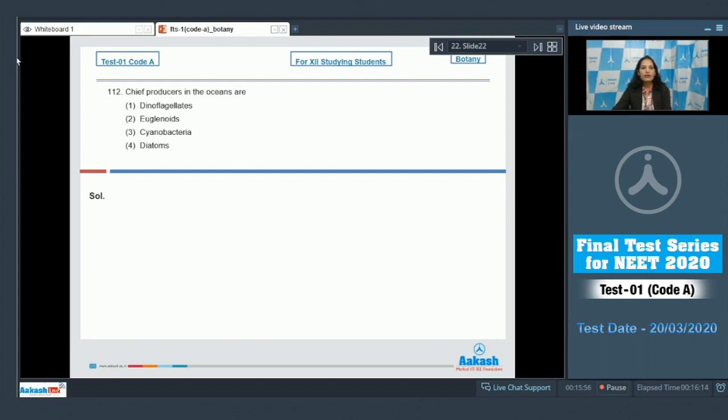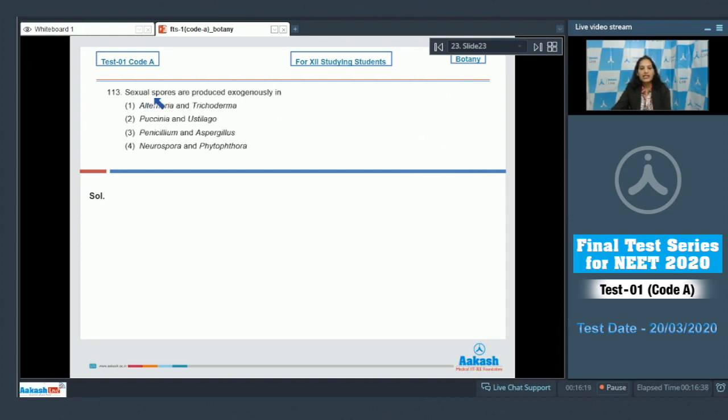Question number 112. Chief producers in the oceans are diatoms. They are photosynthetic. So this is directly from your NCERT line. NCERT statement says that chief producers in the ocean are diatoms. So the correct option for the given question is option number 4. Let's move to the next question.